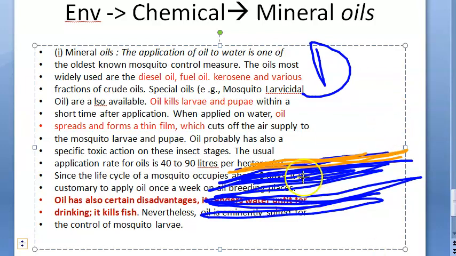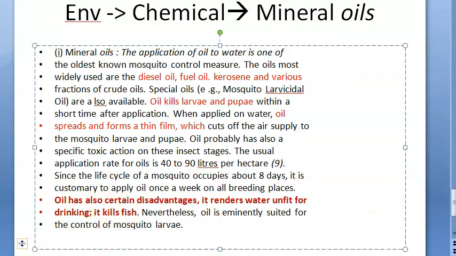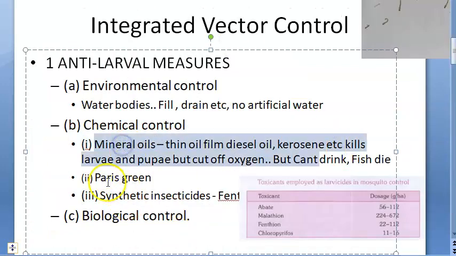But the problem here is this will end up killing all the fish and other aquatic life, right? So this is not a good option, they are saying, but still they try it, okay? And you cannot even drink this water. It's unfit for drinking now. So here, summarized, mineral oil.